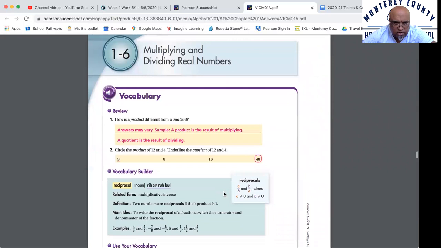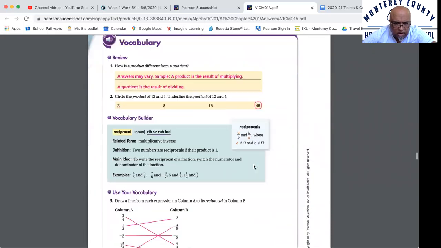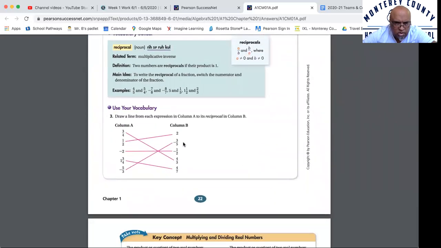Question 1-6. Number 1, a product is the result of multiplying, a quotient is the result of dividing. Number 2, the answer is 48. Number 3, 3/4 matches to 4/3. 1/2 matches to 2, which can also be written as 2/1. -2 matches to -1/2. Keep in mind that -2 can be written as -2/1.